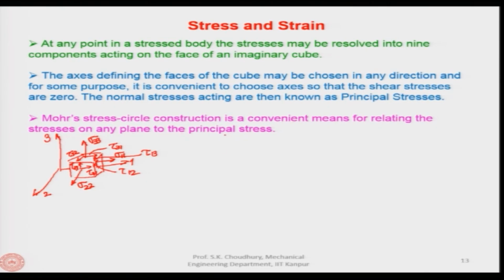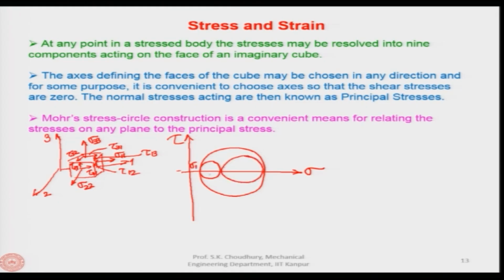Now, the Mohr circle stress circle construction is a convenient means of relating these stresses on any plane to the principal stress. So, in that case what happens is that you have the circle. So, this is the Mohr circle, and the center of this will be lying on the, let us say it is here, this is the direct stress, this is the shear stress, all right. And in case of 3D, when we have the 3 dimensional, then let us say principal stresses are sigma 1, then let us say sigma 2 and this is sigma 3. So, this is the 3D diagram.